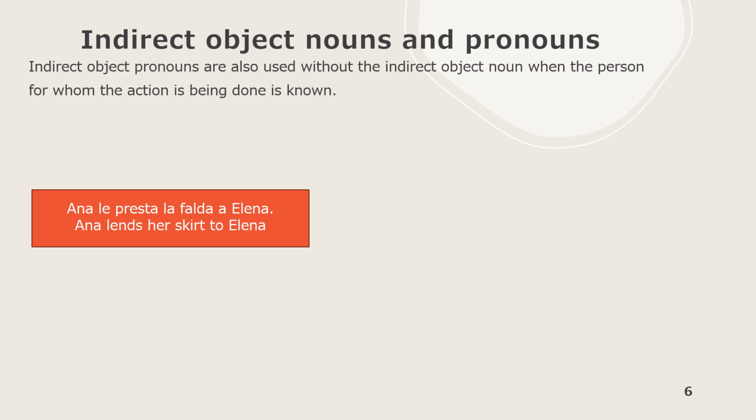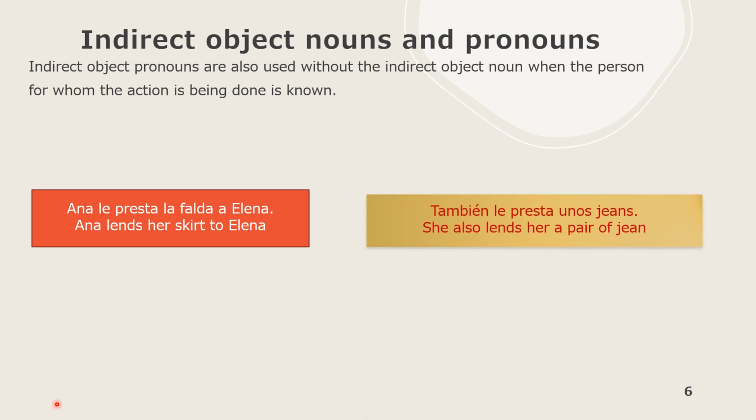Ana le presta la falda a Elena. So here, a Elena is the indirect object, right? So let's see the second sentence. También le presta unos jeans. If you notice, in the second part you don't need to mention Elena, because you know you're talking about her. So that's why you don't need to use the noun in the second sentence. También le presta unos jeans.